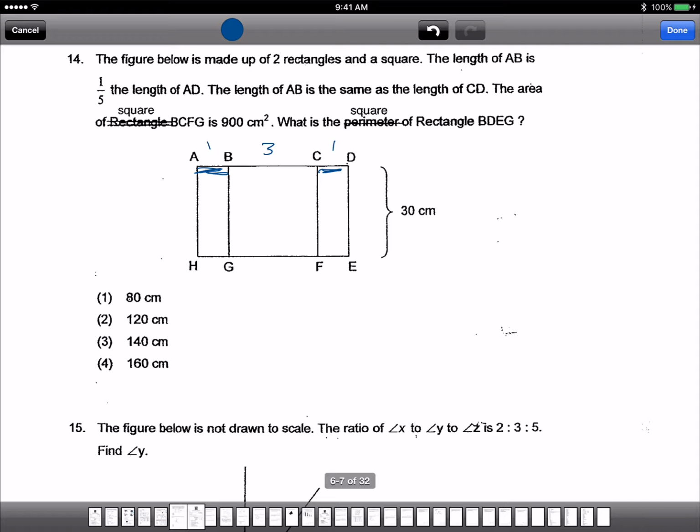The area of the square BCFG is 900. BCFG 900. What is the square of rectangle BDEG? What?